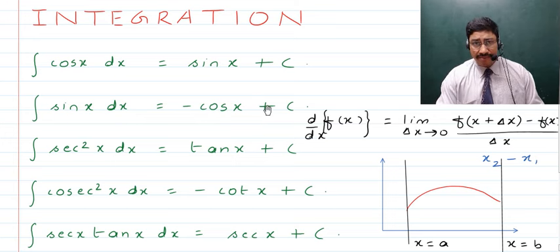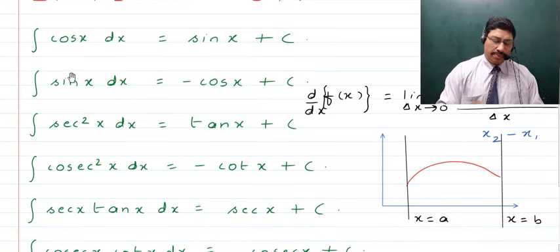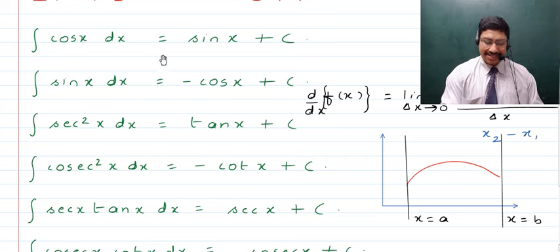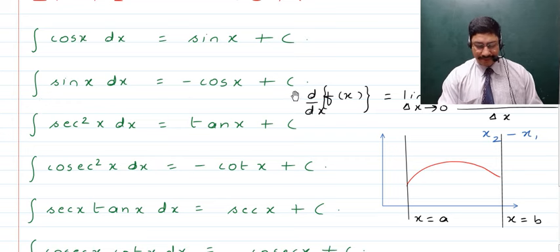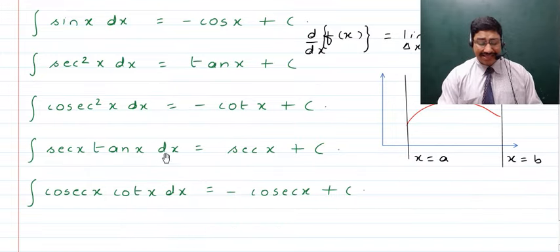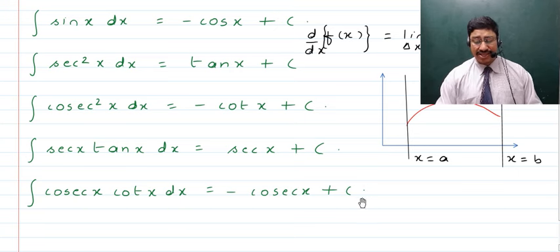Is everybody clear? Good. Now, children, when we talk about integration of cos x dx, then that's equal to sin x plus c. When we talk about integration of sin x dx, then that's equal to minus cos x plus c. Now, when we talk about integration of sec square x dx, then that's equal to tan x plus c. If we talk about integration of cosec square x dx, then that's equal to minus cot x plus c. If we talk about integration of sec x tan x dx, then that's equal to sec x plus c. If we talk about cosec x cot x dx, then that's equal to minus cosec x plus c.